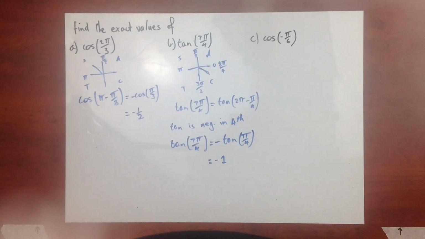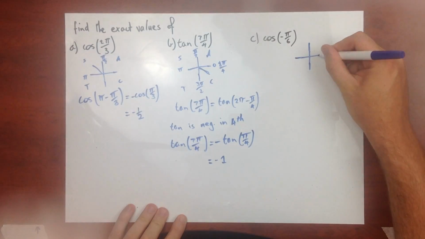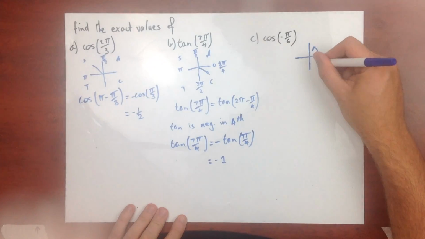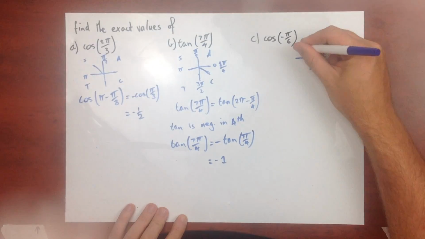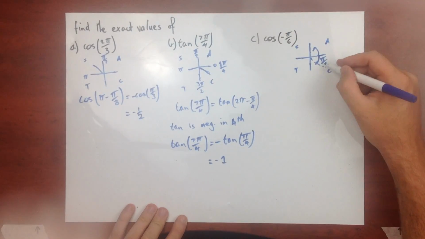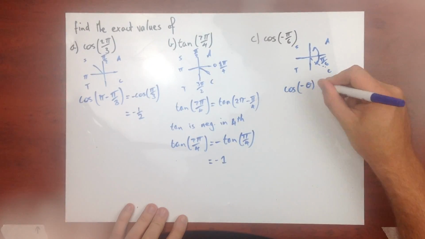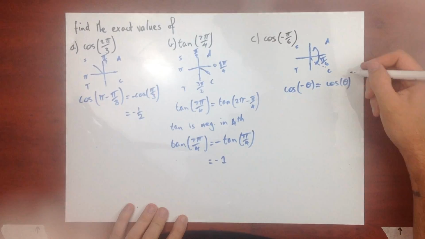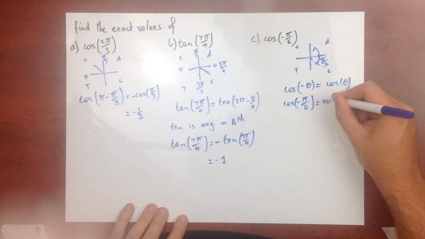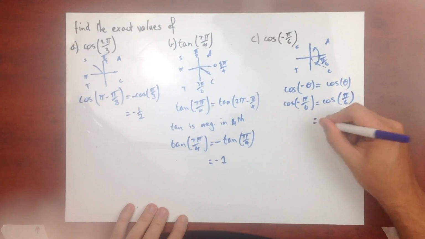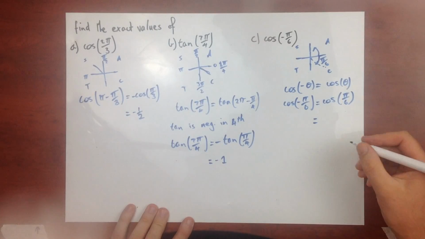Our last one is cos of negative pi on 6. So we're negative, that means we're going backwards for measuring our angle. So instead of measuring this way, we're going to measure this way by pi on 6. Now remember again with our CAST, cos is positive in the fourth quadrant, which is where pi on 6 is going to be. Our identity also tells us that cos of negative theta is equal to cos of theta. So really cos of negative pi on 6 is going to equal cos of pi on 6. We know cos of pi on 6 is equal to √3 on 2.